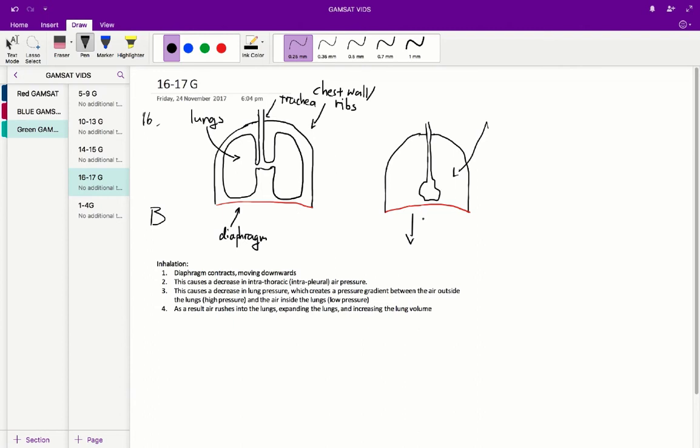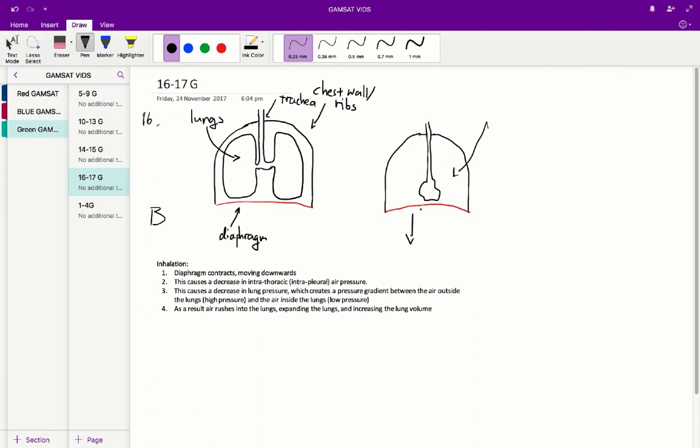Because of this, since we have a decrease in air pressure around the balloon, this results in a decrease in lung pressure, which creates a gradient between the air outside and the air inside the lungs. As a result, air rushes into the lungs, expanding the lungs and increasing the lung volume, concluding inhalation. So in question 17, the correct answer is D, that the thoracic air pressure decreases first.